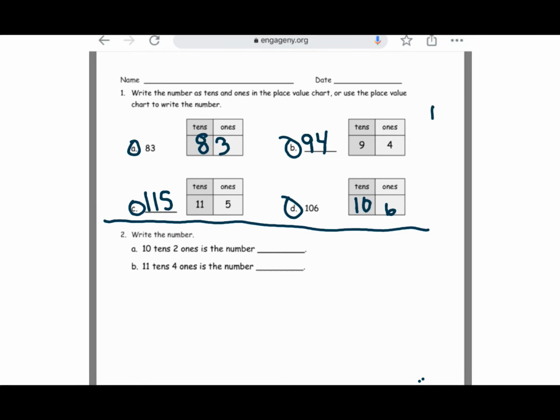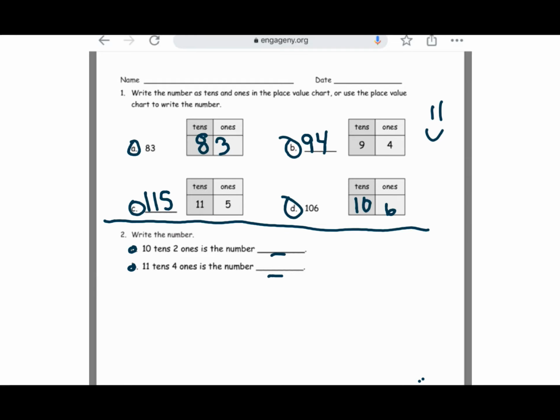Very good. Go ahead and give yourself a happy face, boys and girls. Let's move on to number 2. For number 2, write the number. For letter A, for letter B, read the words and tell me what number it is. Boys and girls, pause your recording and then restart your recording when you're ready to check your work.